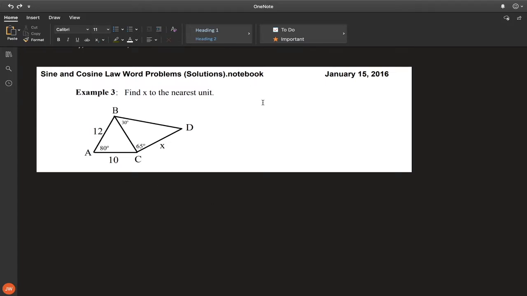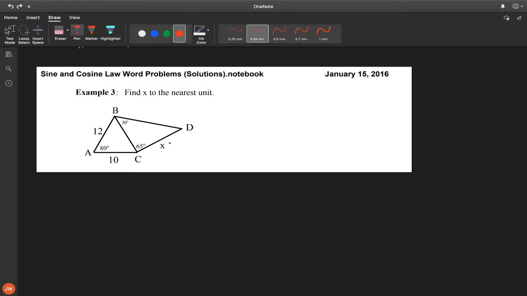In this question, it says find x to the nearest unit. Looking here, we're looking for x, and we have basically two triangles put together. We have triangle ABC and we have triangle BCD. Now if you look at BCD, we do not have enough information as of yet to solve for x. So we're gonna have to look at triangle ABC and find some more information about this triangle.